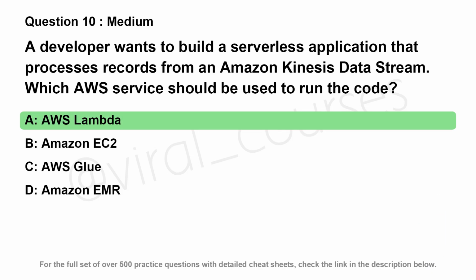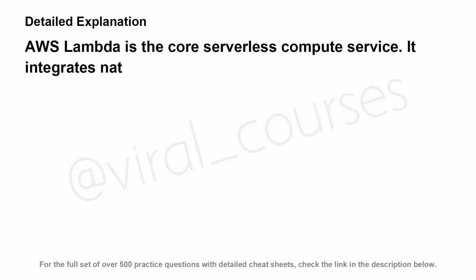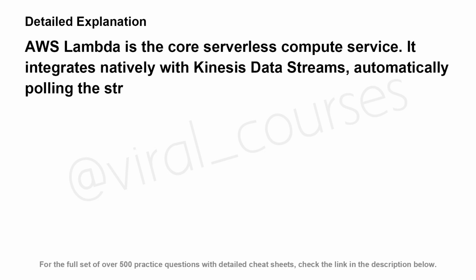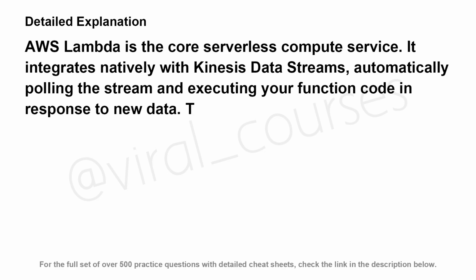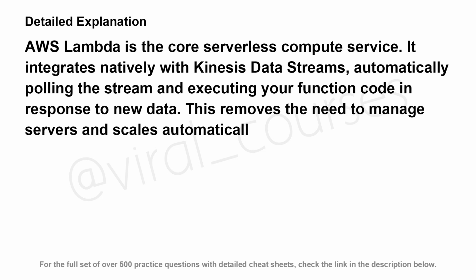The correct answer is A. AWS Lambda is the core serverless compute service. It integrates natively with Kinesis data streams, automatically polling the stream and executing your function code in response to new data. This removes the need to manage servers and scales automatically based on the volume of records.